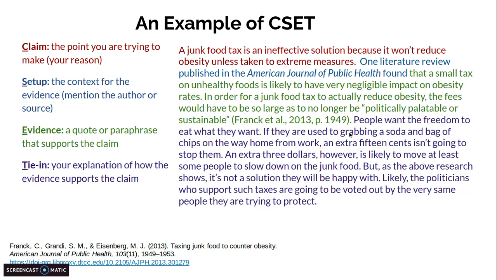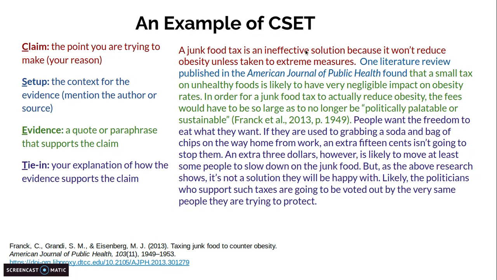So notice what we've done. This isn't coming from a source. This is coming from us, the writers. So we have taken the fact that the source is telling us that the fees have to be high before they can be effective, and we're just creating a hypothetical example. So this example helps illustrate the importance of this evidence and how it really does support our claim. Now there's lots of different ways to write tie-ins, and we'll talk about different ones in future videos.